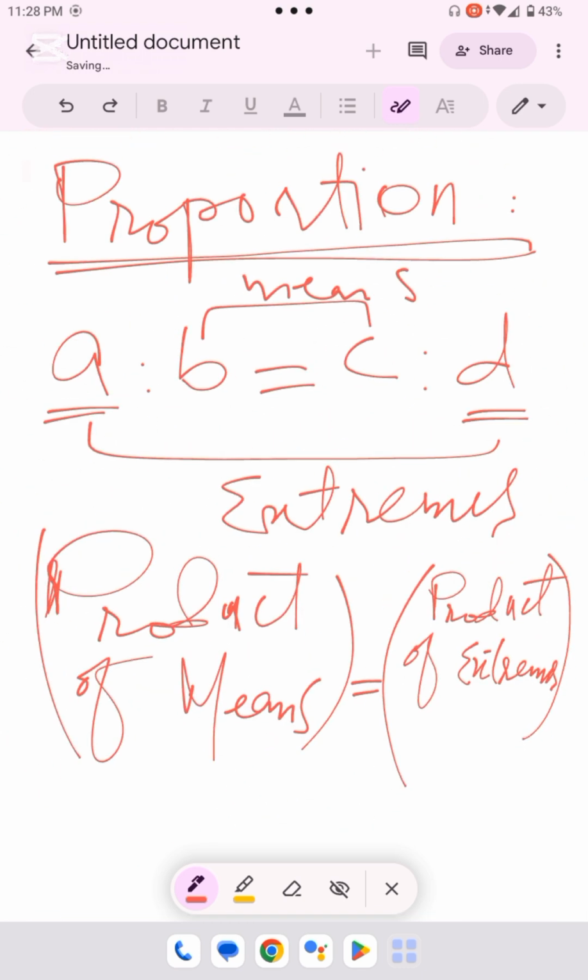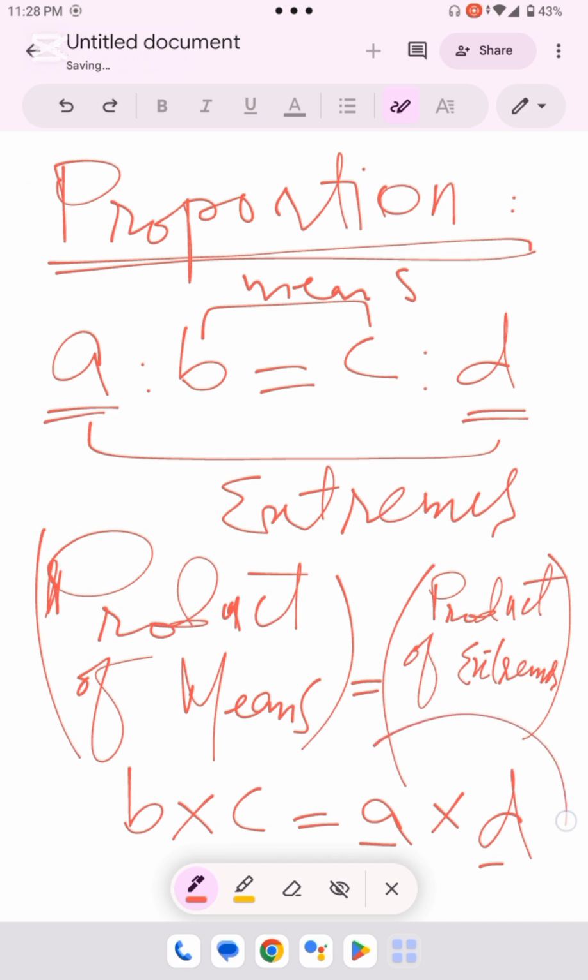Yesterday, I told you in our previous video about product. Product means the term that you get after multiplying. The product of means is B times C, and product of extremes means A times D. A is extreme, D is extreme. So the product of extremes means the term that you get after multiplication of these two terms, and the product of means means the term that you get after the multiplication of these two.